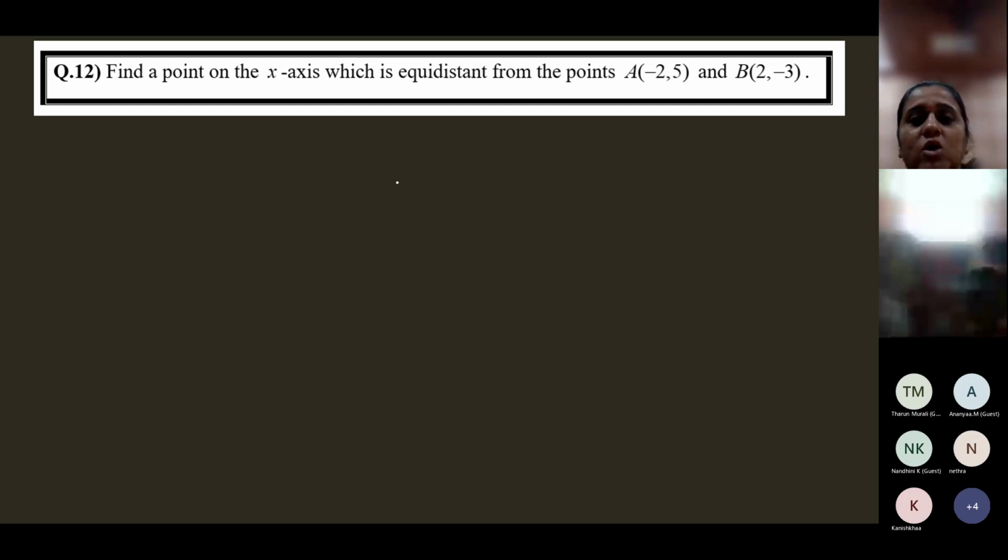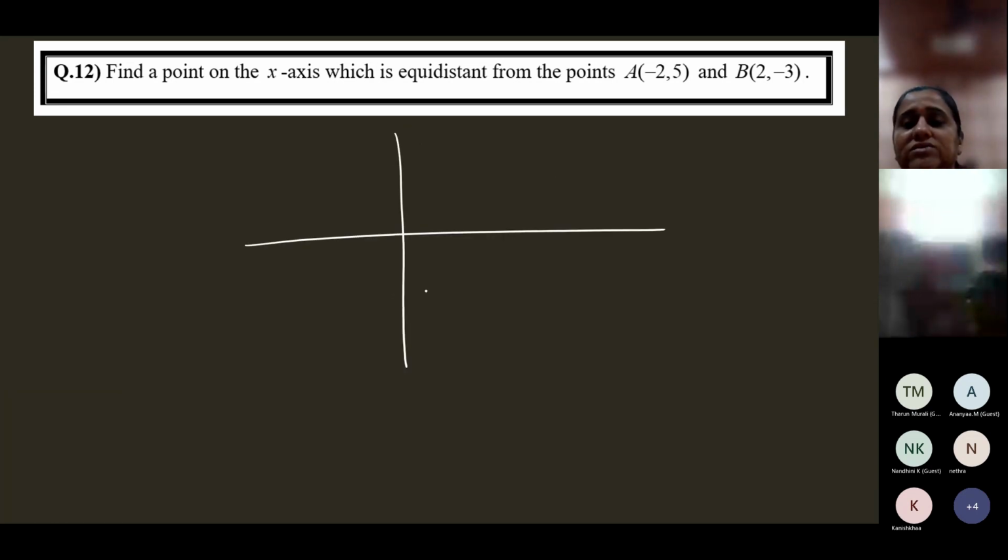Find a point on the x-axis which is equidistant from A and B. So let that point on the x-axis be P, given by the address x comma 0. One minute. Where is minus 2 comma 5? Minus 2 comma 5 is somewhere here. A is minus 2 comma 5, and B is 2 comma minus 3. This is minus 3. Okay, here, B 2 comma minus 3.